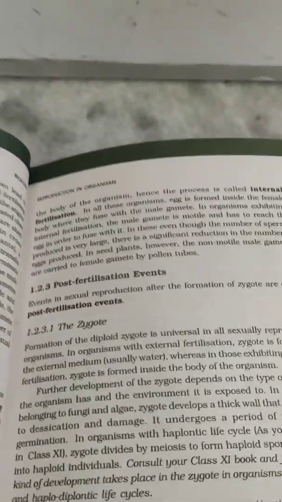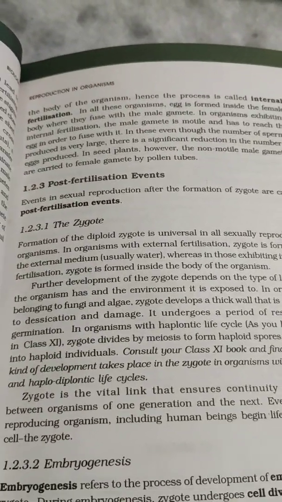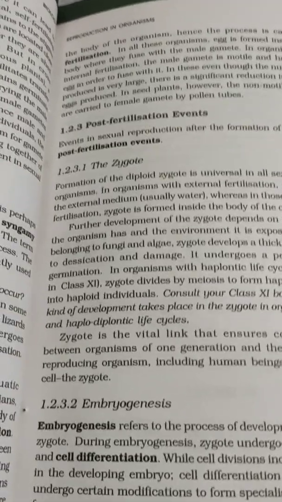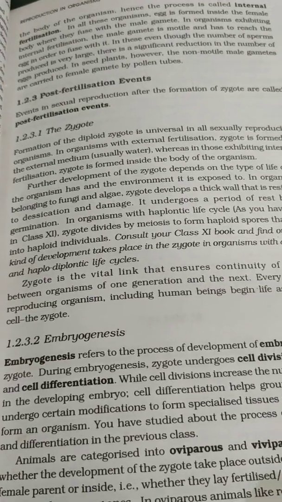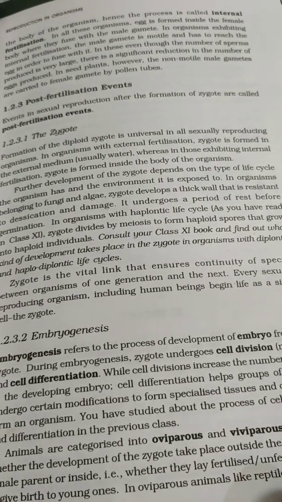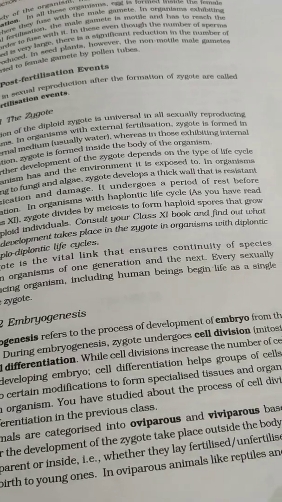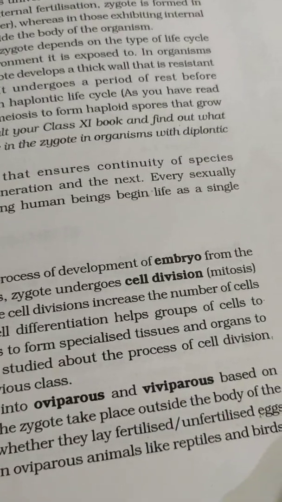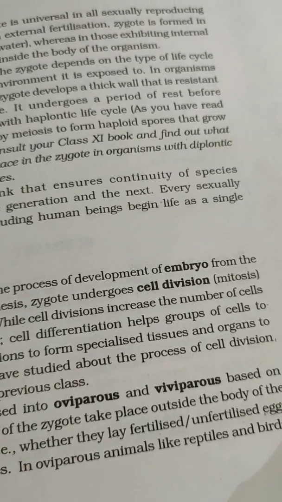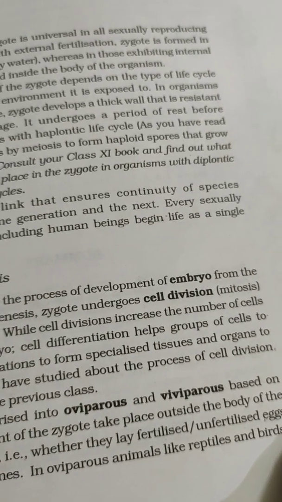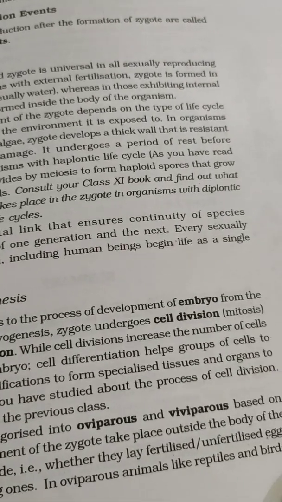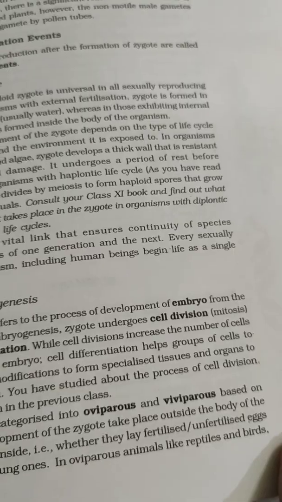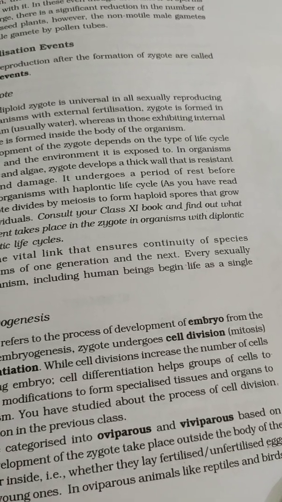Now after fertilization, in the post-fertilization stage, the zygote which is formed undergoes the process of cell differentiation, which is embryogenesis. Some organisms lay eggs, and the fertilized egg develops into the organism. We call those organisms oviparous. And some organisms give birth to young ones. These organisms are called viviparous. Mammals are viviparous organisms. Not all, of course, because there is a mammal called the duck-billed platypus, which is an oviparous mammal. This is an exception in mammals.